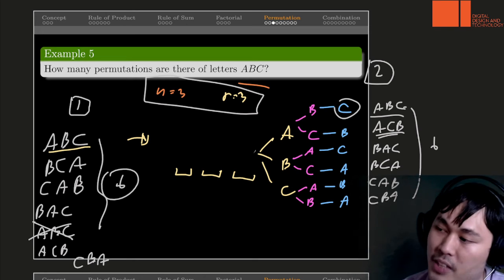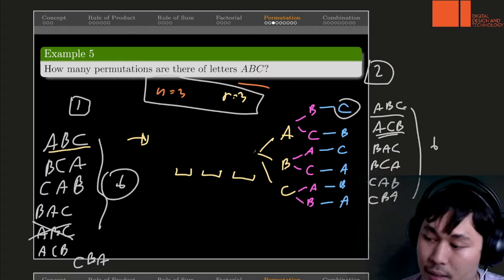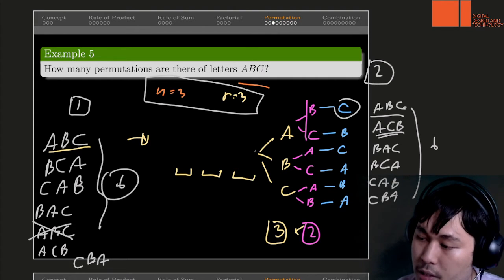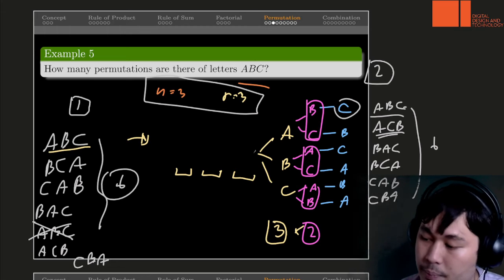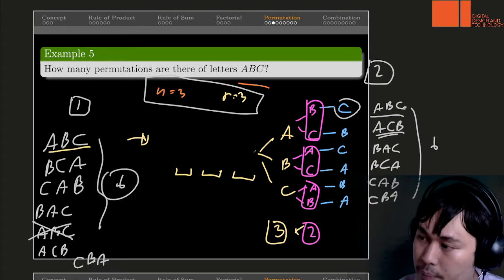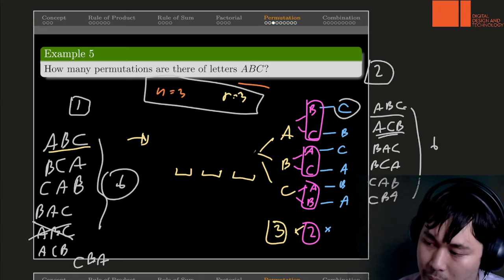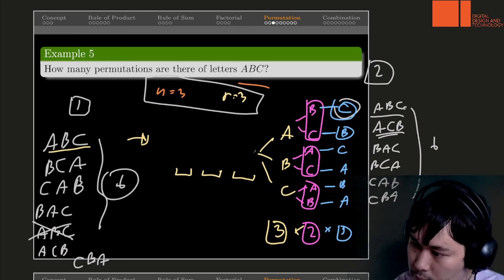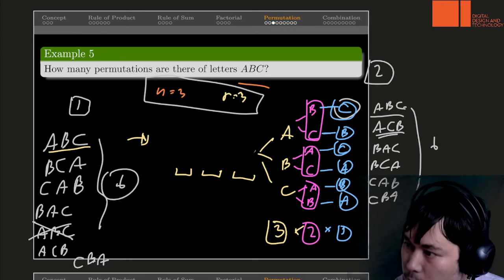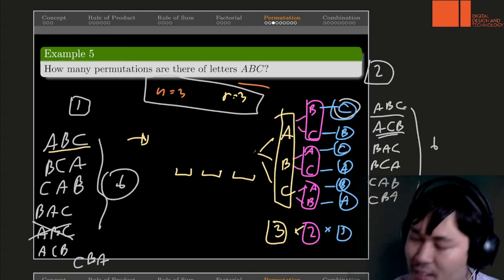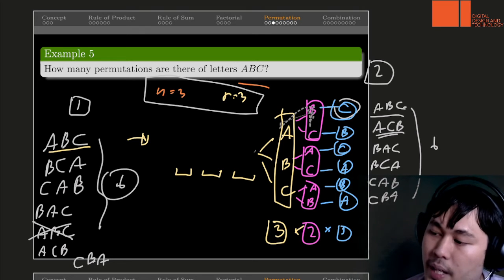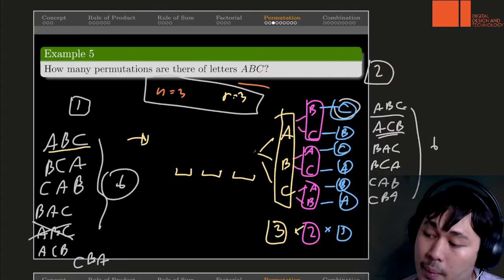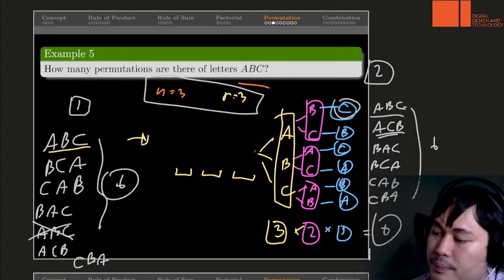By the tree diagram, you can see that the number of permutations for this example is 3 times 2, because each of the first branches has 2 other branches, and then each of the second branches has only 1 leaf, so it's 3 times 2 times 1. That's 3 branches, each branch has 2 branches, and each of the second branches has 1 leaf. And so the number of permutations is exactly 6.